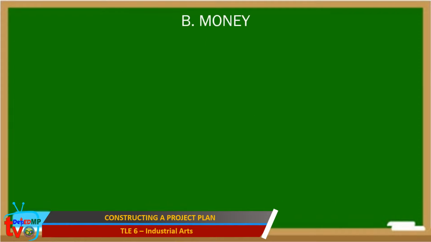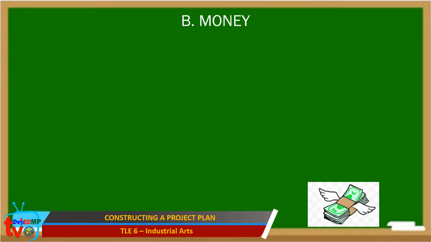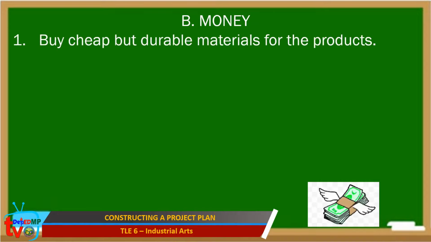The second indispensable resource is money. Hard-earned money must not be wasted. We have to spend it wisely. How? Here are 5 tips on how to manage your money well. First, buy cheap but durable materials. This will help you save more without sacrificing the quality of materials needed.